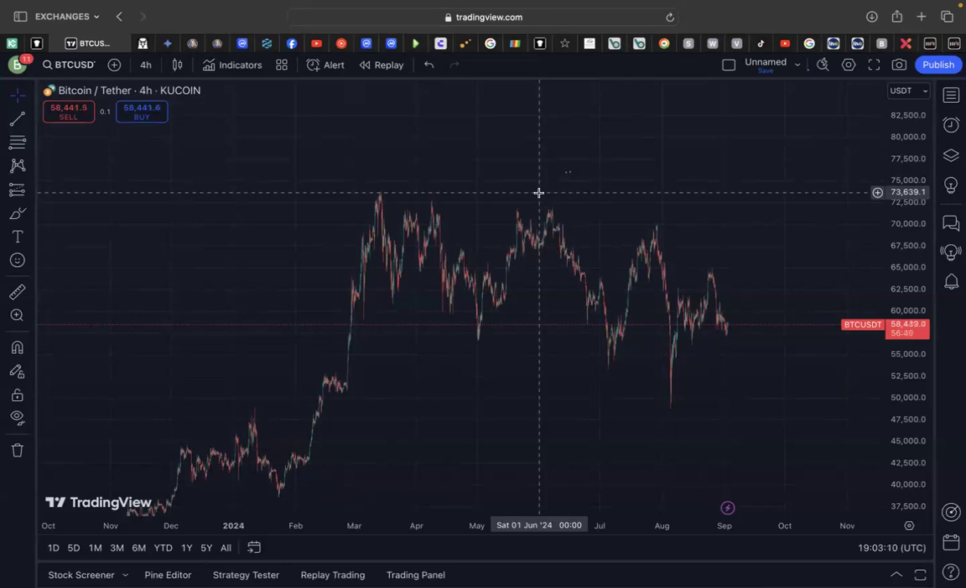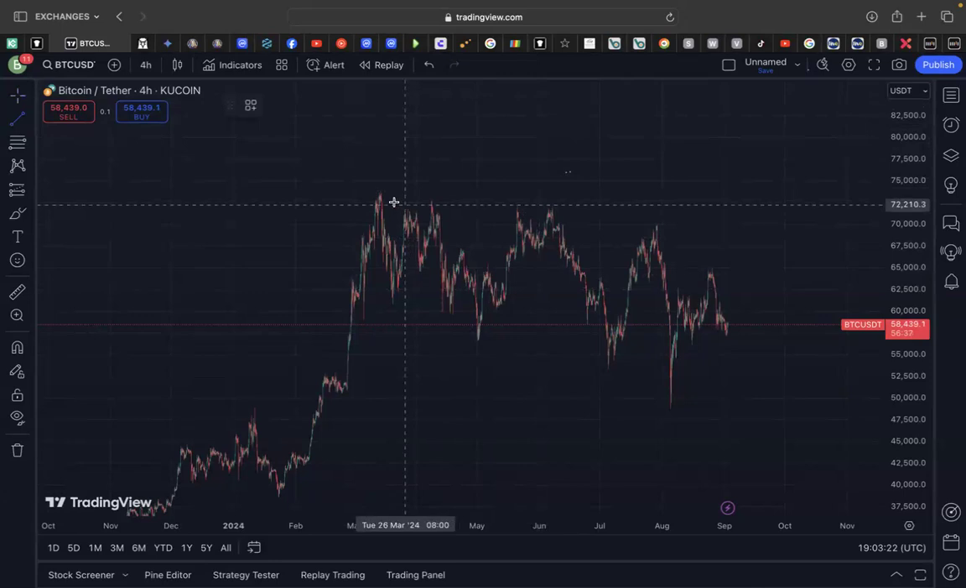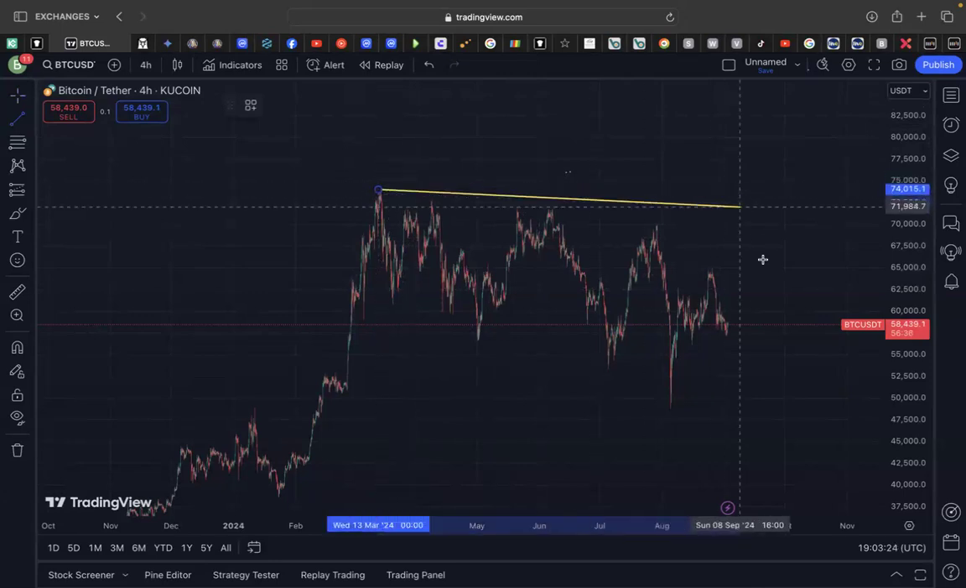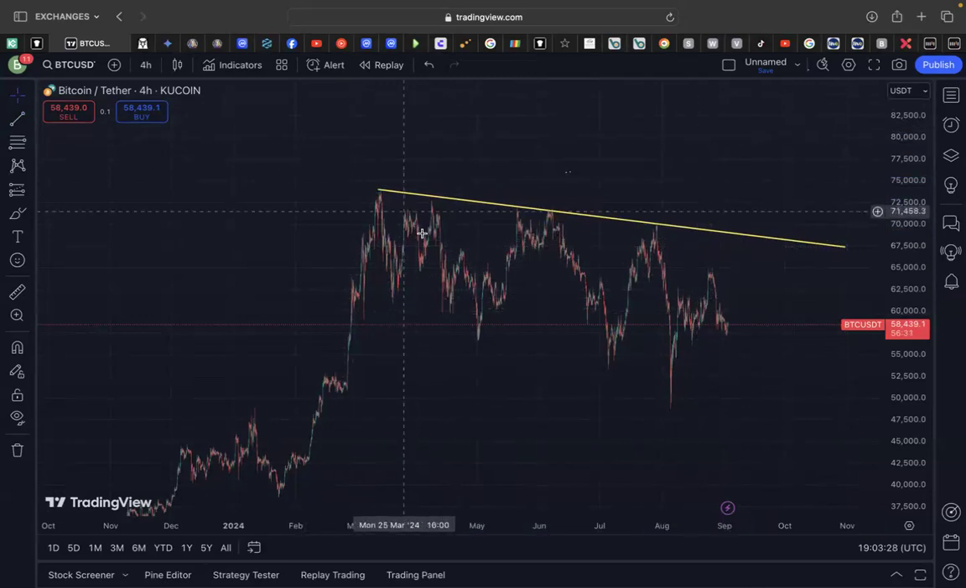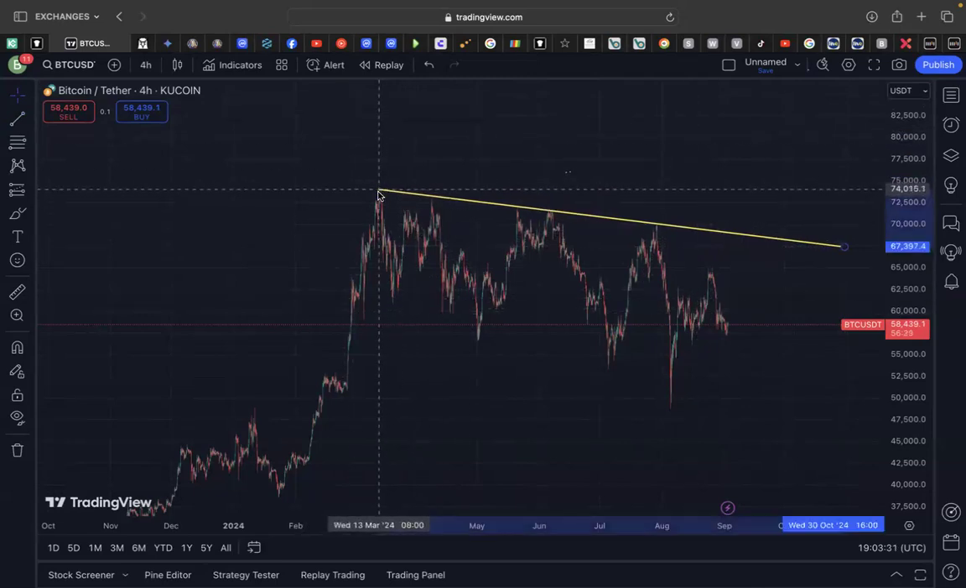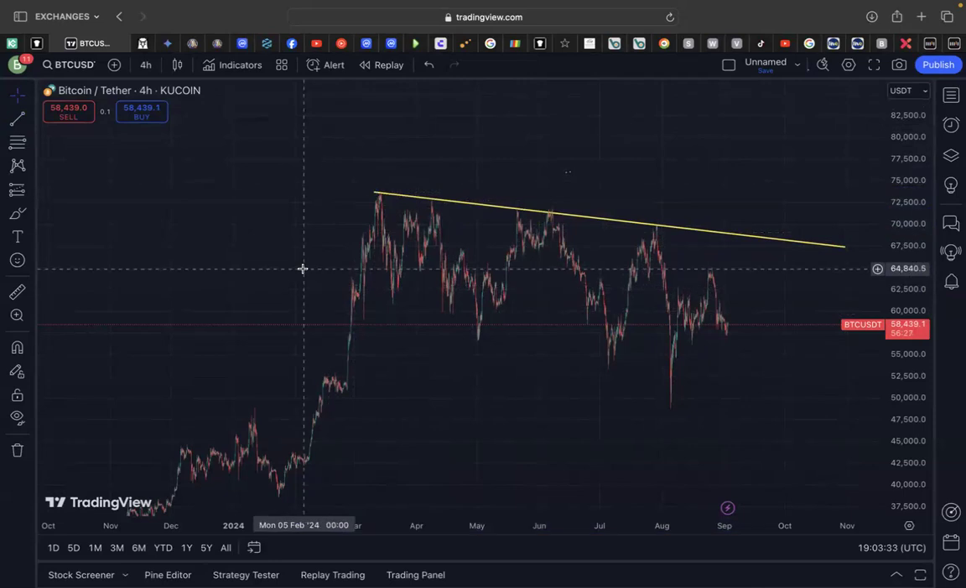Now we just have to identify levels of support and levels of resistance. What is going on? What has Bitcoin been doing for the last few weeks? With that, we quickly get a level of resistance, which is just up here. There we have our level of resistance, just like that.